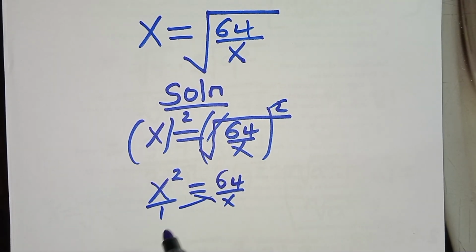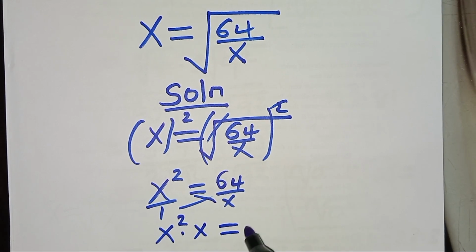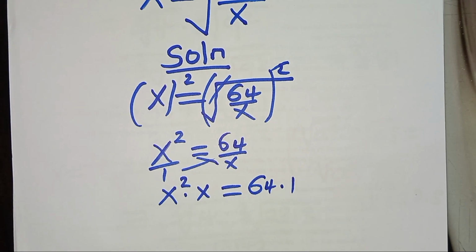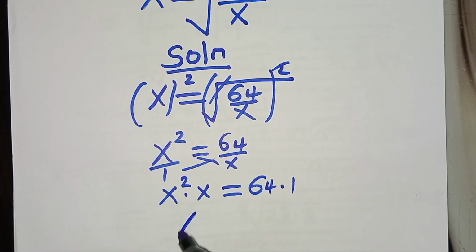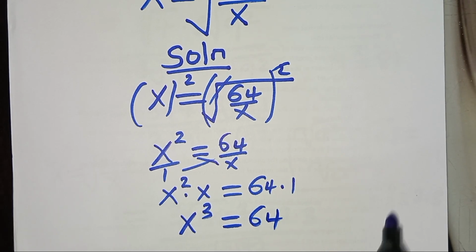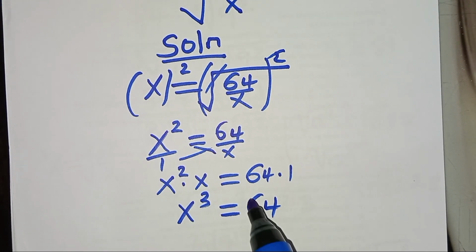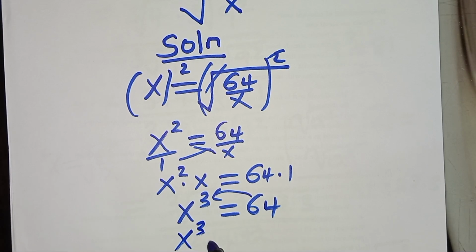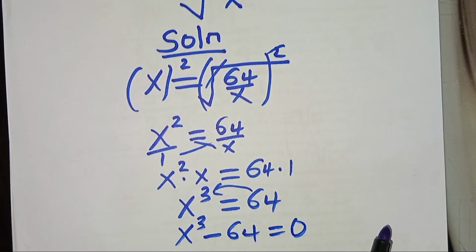Let's cross multiply. We have x to the power 2 multiplied by x equal to 64 multiplied by 1. Okay. So here we'll have x squared times x, which is x to the power 3, equal to 64. Now let's take 64 to the left hand side so that we'll have x to the power 3 subtract 64 equal to 0.